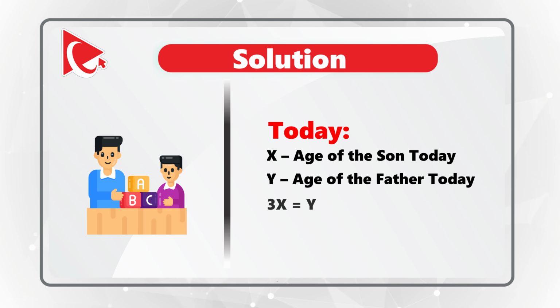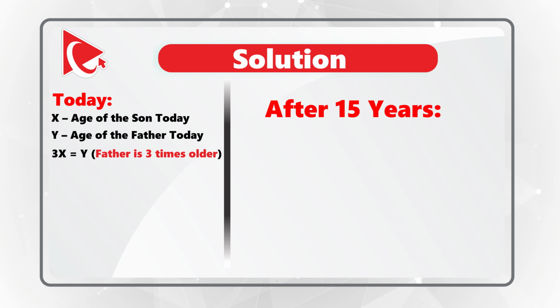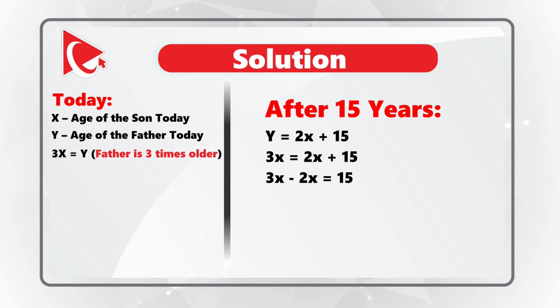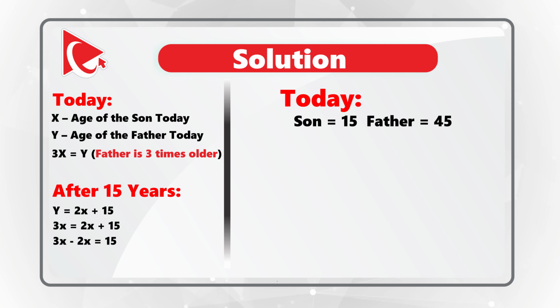So our first formula is 3x equals y, which indicates that today father is 3 times older than his son. After 15 years, our expression will be different. The new expression will be y equals 2x plus 15. Because in both cases y is the same, we can build a new expression 3x equals 2x plus 15. Once we simplify, 3x minus 2x will equal 15. And after completing the calculations, x will be equal 15 and y will be equal 45.